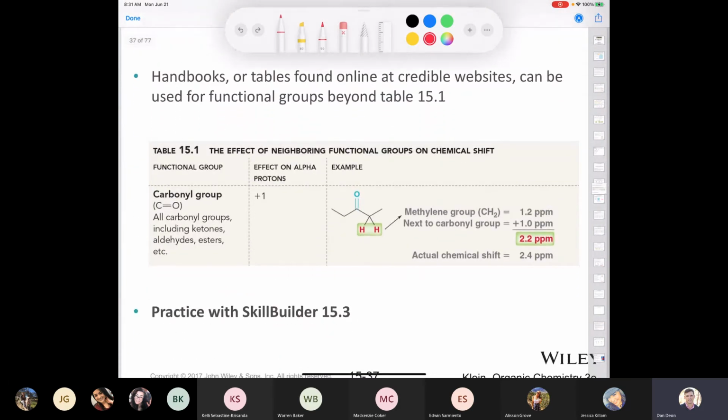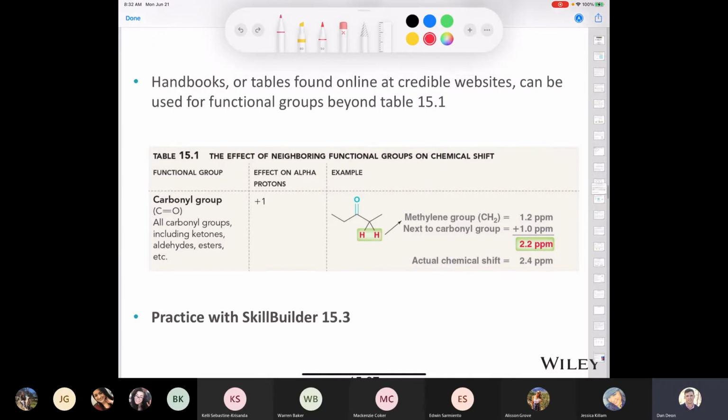The next one is if your methylene protons are next to the carbonyl of a ketone or an aldehyde or an ester or an amide, whatever, generally speaking, you add 1 part per million. So you have this molecule here. This is called 3-pentanone, neither here nor there. But since the two protons are right next to the carbonyl carbon, you add 1 part per million. The estimate is 2.2. The actual chemical shift is 2.4. It's pretty darn close.